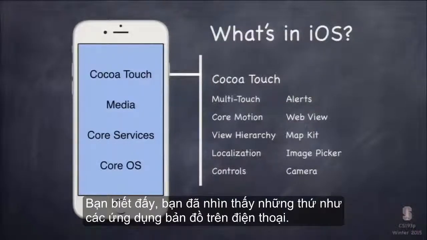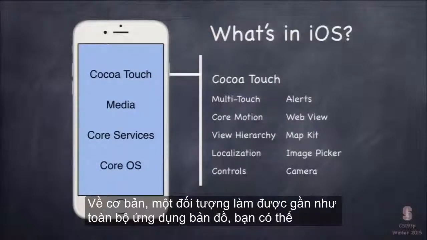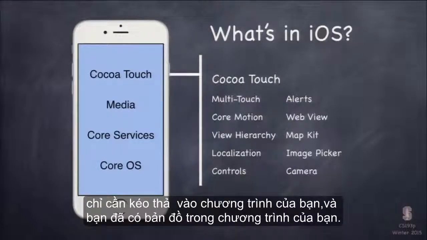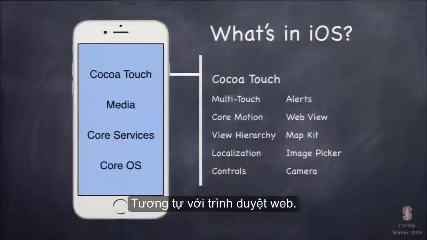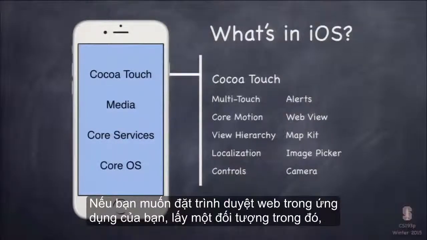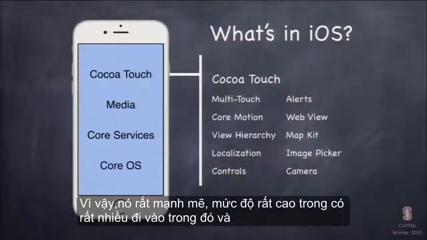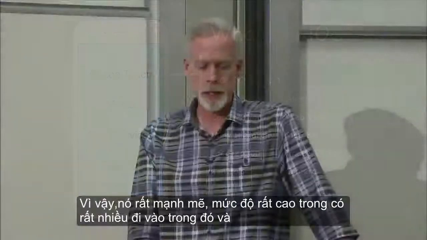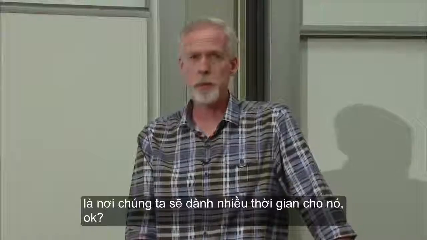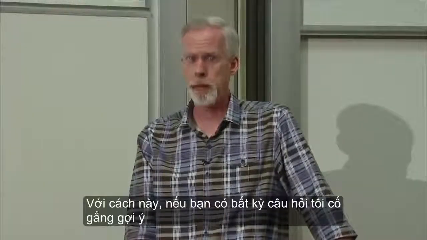You've seen things like the Maps app on the phone. There's basically an object that does almost the entire Maps app that you can just drop right into your program. Now you have Maps in your program. Same thing with web browsing. If you want to put web browsing in your app, just pop an object in there, call a couple methods, and you're on your way. So it's very powerful, very high level, and there's a lot going on in there, and that's where we'll spend most of our time. Okay?